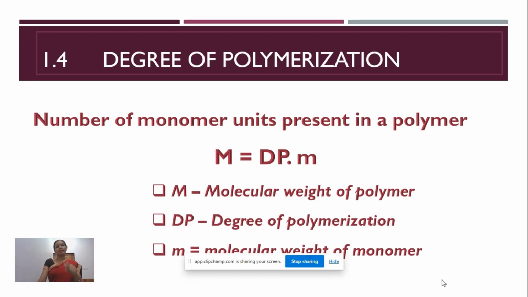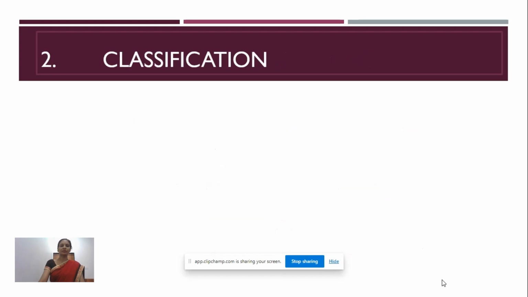So now take one example to understand degree of polymerization. As we have taken earlier, in a polythene, if 500 monomer units are present, then how to find out the molecular weight of polythene? So dP is 500, and the molecular weight of ethene we can write. So if we multiply dP with the molecular weight of ethene, we can find out the molecular weight of polythene.